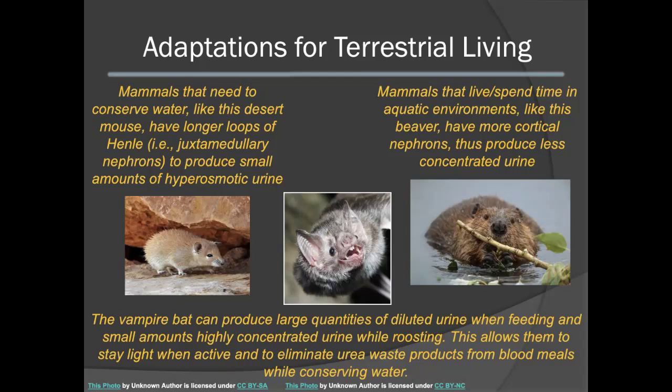However, mammals that live or spend time in aquatic environments have the opposite. Mammals like the beaver will have more cortical nephrons. This is because they don't have as much of a need to conserve water. By having more cortical nephrons, they can produce a less concentrated or hypoosmotic urine.